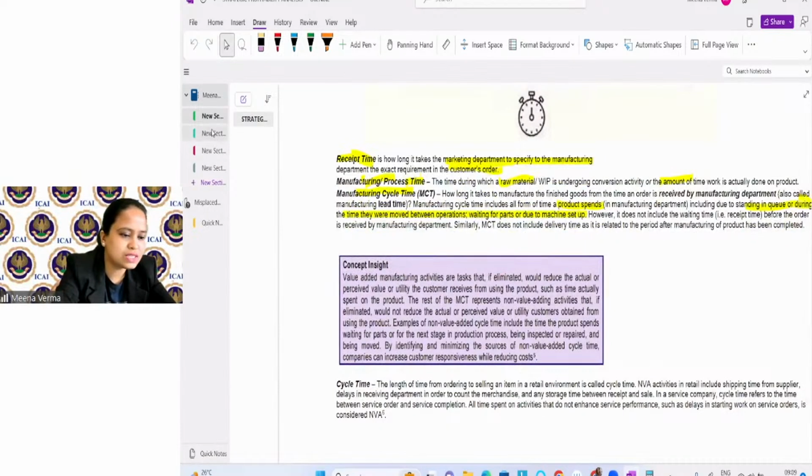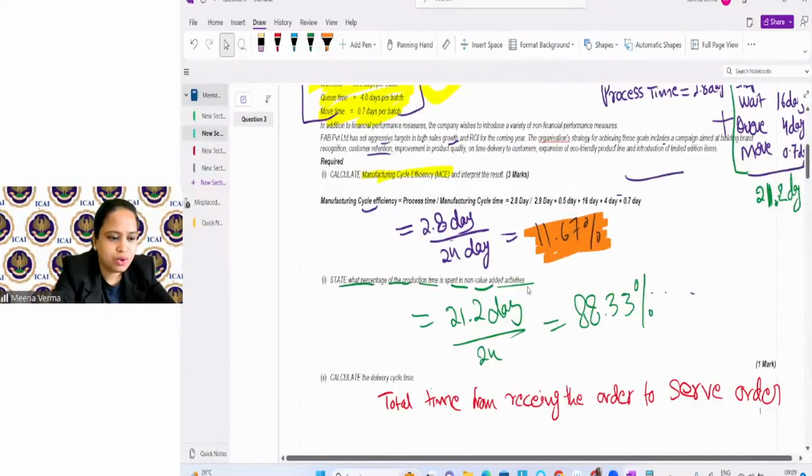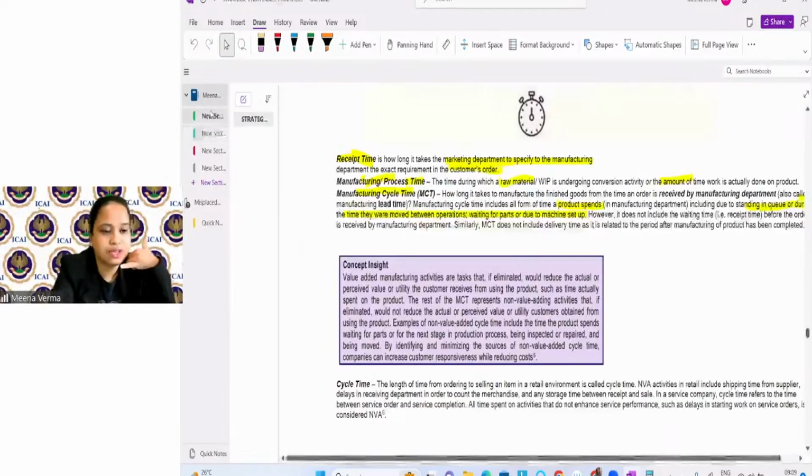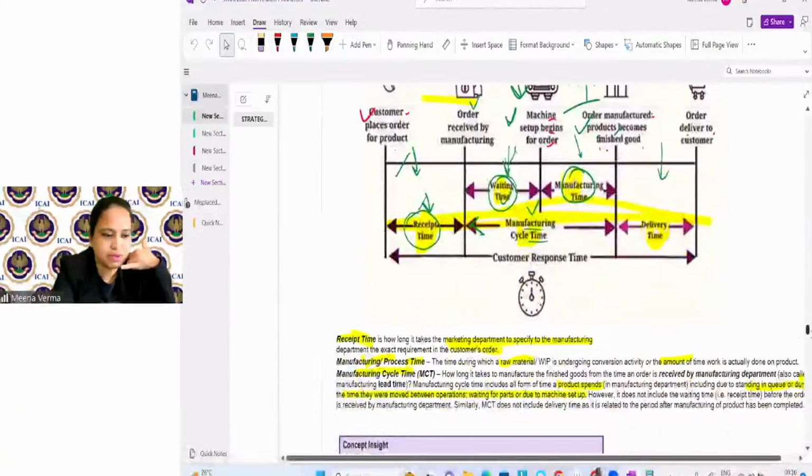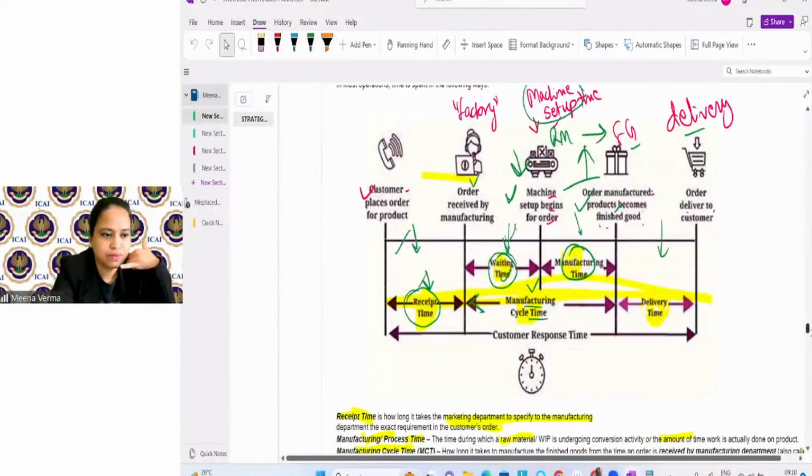Okay, so the question is asking you to find out the delivery cycle time. Delivery cycle time is the time from receiving the order from the customer to delivering the product to the customer. It's not given here, so delivery cycle time is not given. If you want, you can write it.